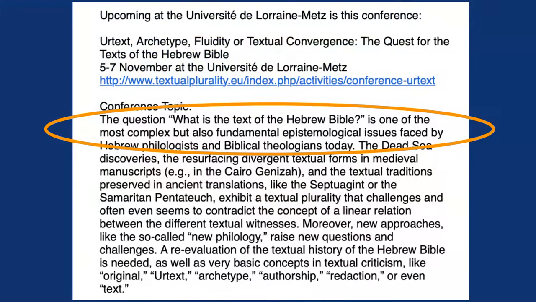Second proof is an email I received 2 days ago, dated Monday, October 28th, 2019, an international conference discussing the question, what is the text of the Hebrew Bible? It's almost like I planned that. Described further as this question as one of the most complex but also fundamental epistemological issues that we're facing today.